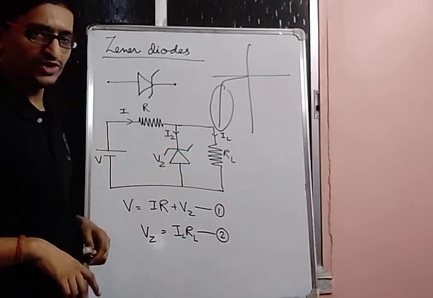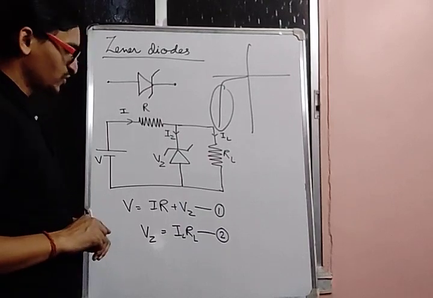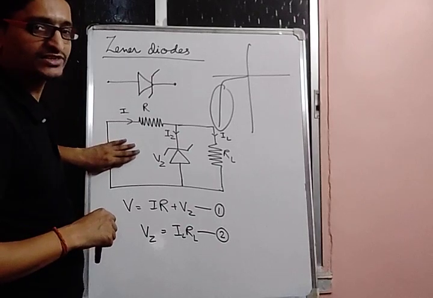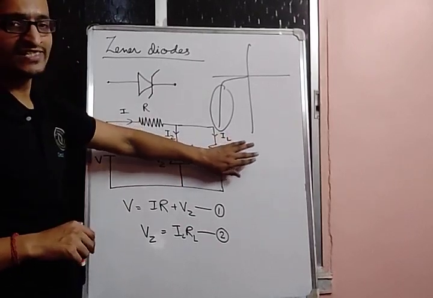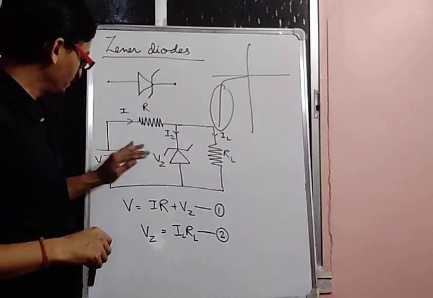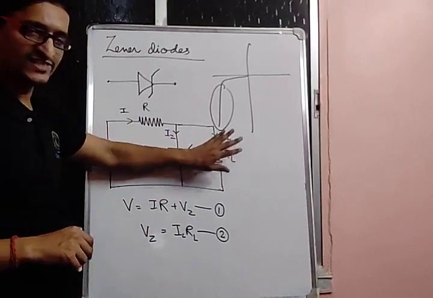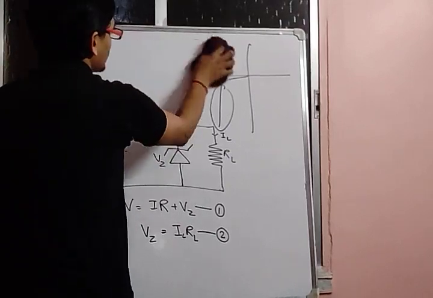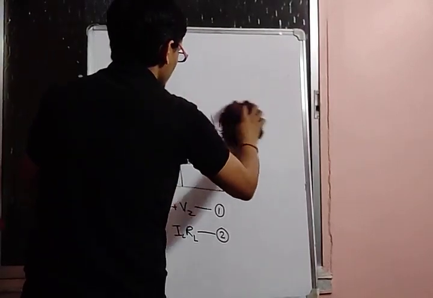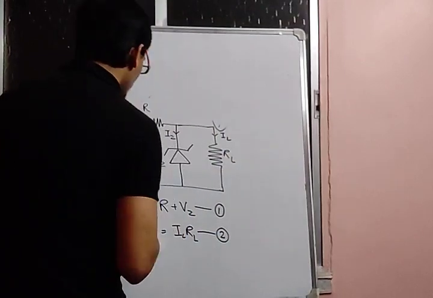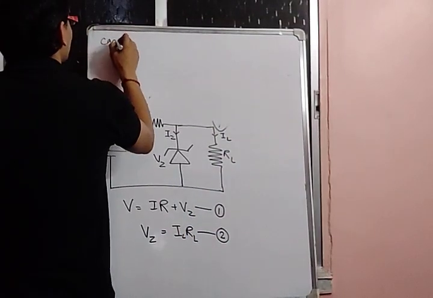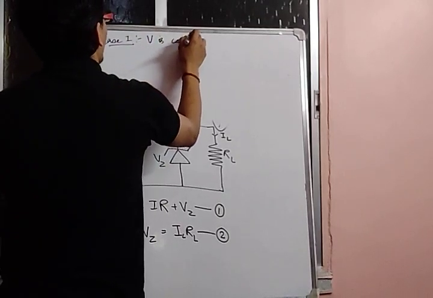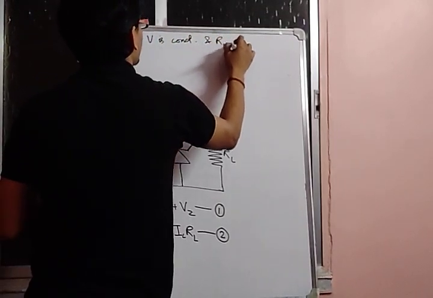So how can this voltage regulator circuit be used? There can be two cases. The first case is that the supply voltage is kept constant, but the load resistance is a variable one. So case 1: V is constant and RL is variable.